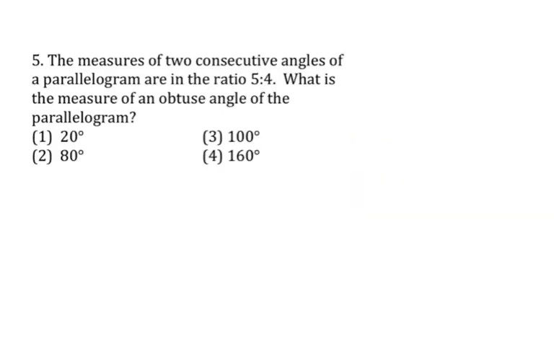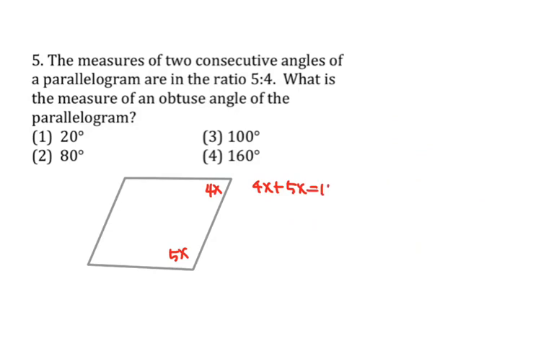All right, let's look at number 5 here together. The measure of two consecutive angles of the parallelogram. So why don't we try to draw a parallelogram here together first? We're going to assume the 5 to 4 ratio, that means this can be 5x and the other one can be 4x. Since they are consecutive, when you add them up, it's equal to 180 degrees. So we get 4x plus 5x equals 180. Then 9x equals 180. Then x must be equal to 20.